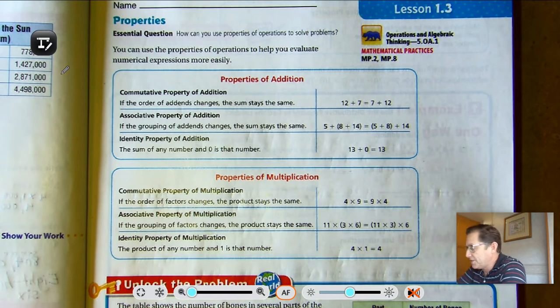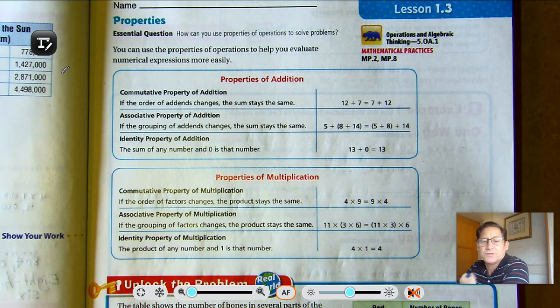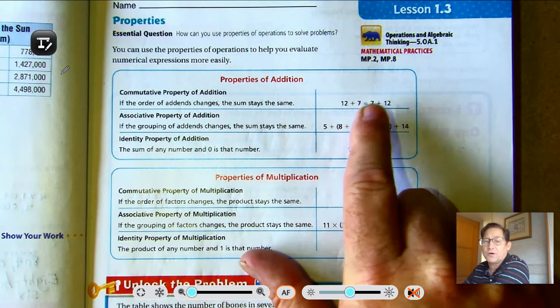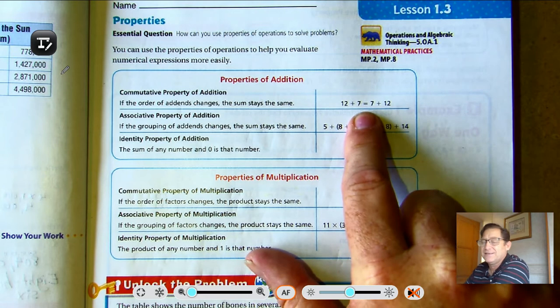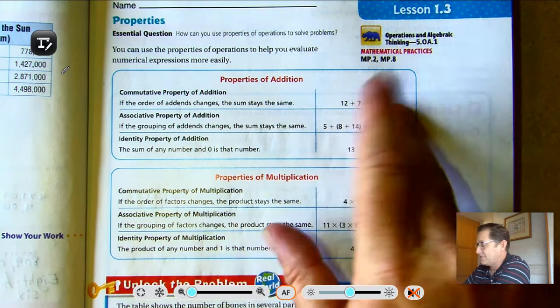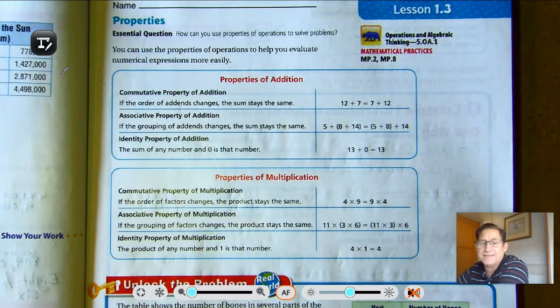You can use the properties of operations to help you evaluate numerical expressions more easily. So there's three properties of addition that we should know. We've been talking about these different types of properties since 3rd grade, so this is our 3rd time around. The commutative property of addition says that if the order of addends changes, the sum stays the same. So whether we start with 12 and add 7 to it, or we start with 7 and add 12 to the 7, we're still going to get the same sum of 19. So commutative property, if the order of the addends change, the sum will stay the same.